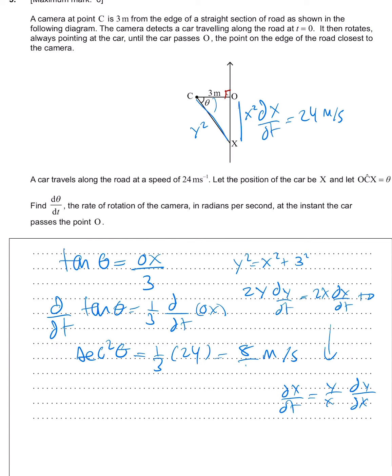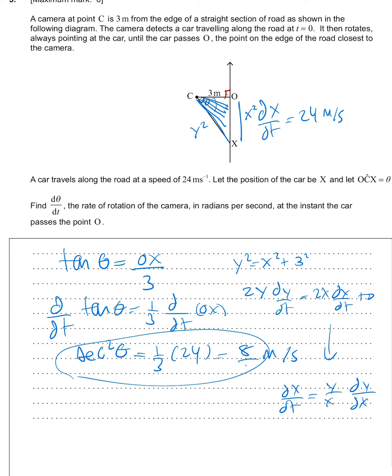As this car moves forwards, right, this line is going to get shorter and shorter and shorter. Really, the secant of theta is going to get smaller and smaller and smaller. So maybe we're just okay here. Secant squared of theta is equal to 8. I see where my problem is, because I'm not finding d theta.